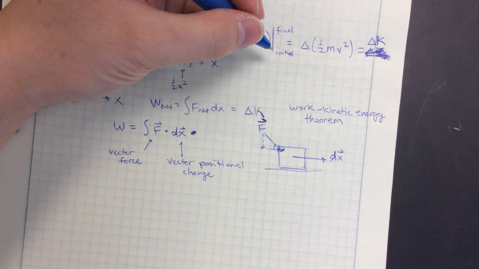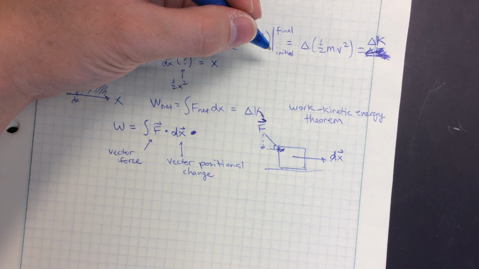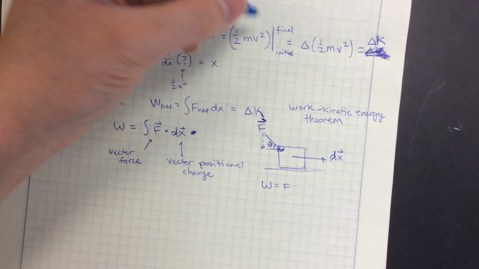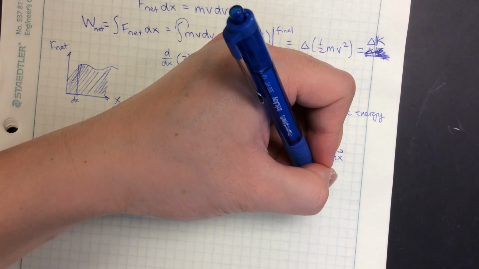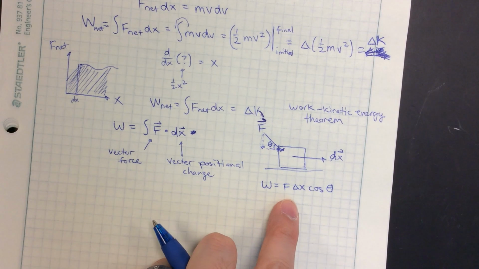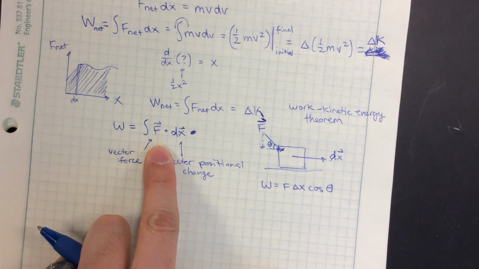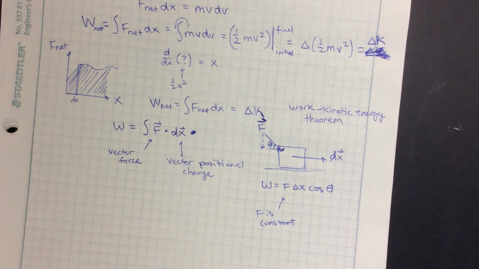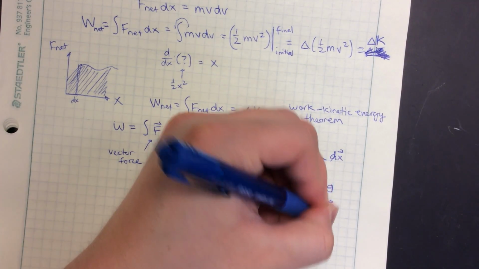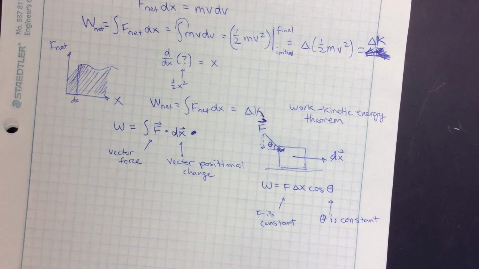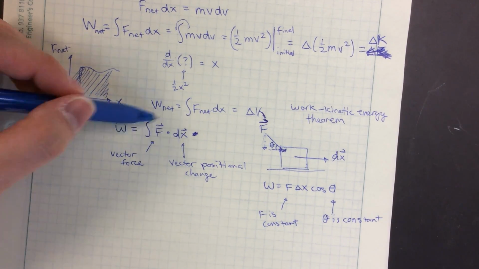If this is theta, then the work would be F delta x cosine theta. This is a simplified example. There's a couple things that I'm doing that goes from here to here. First, this only works if F is constant. If your force is constant and your angle is constant, which is going to be most of the problems that you deal with, then you can simplify this integral out.